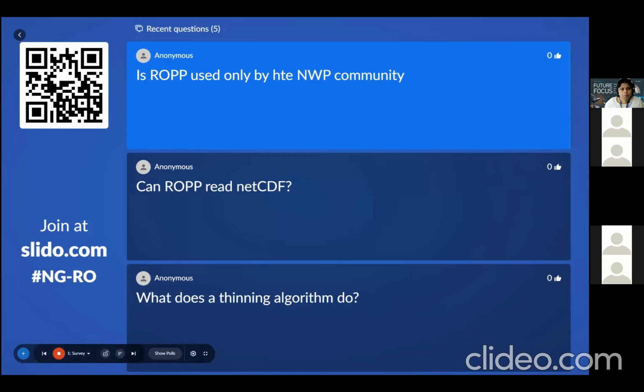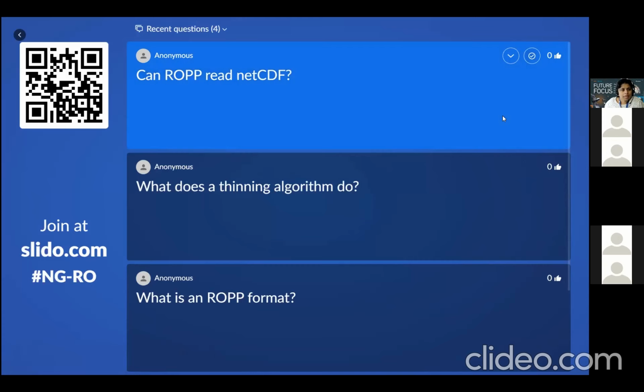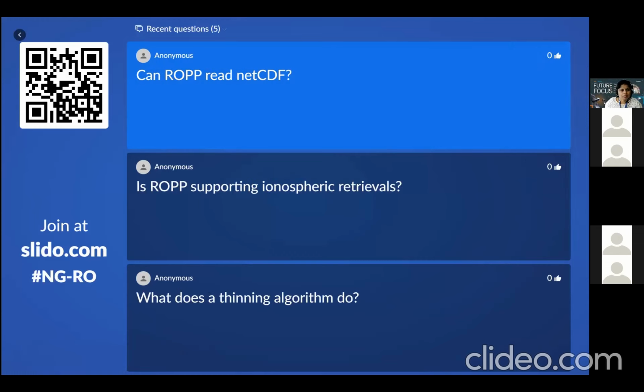Okay. Can ROPP read NetCDF format? Well, depends what NetCDF format. It can read files that are in the ROPP NetCDF format. It can read files that are in the UCAR formats, the AtmPrf and AtmPrf formats. But yeah, it's not a NetCDF reader. It doesn't just open an interface and you can pick and choose what you want.